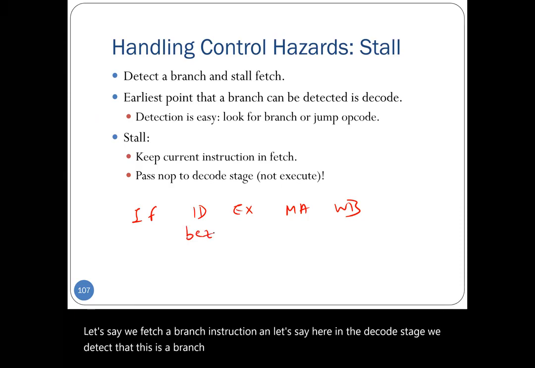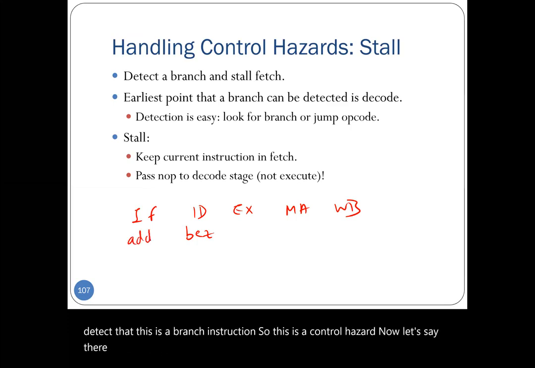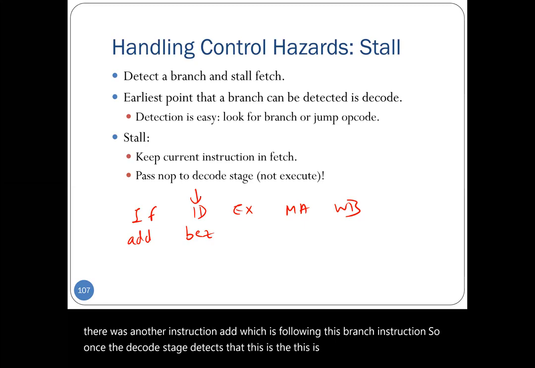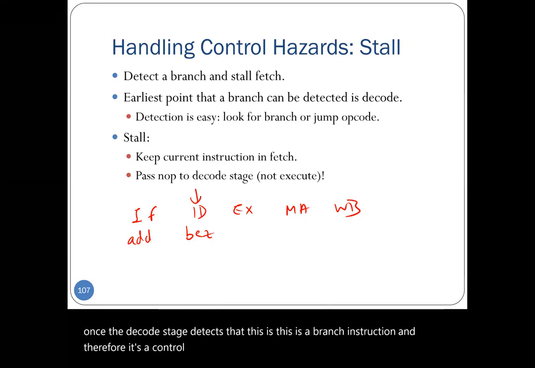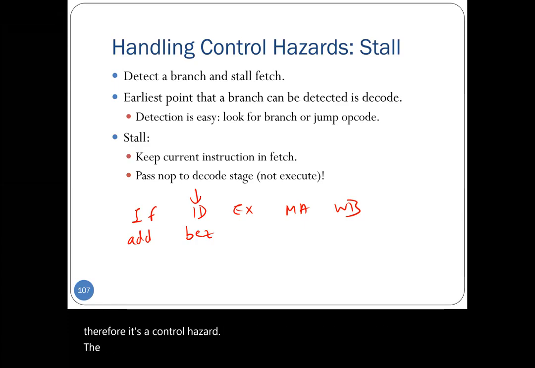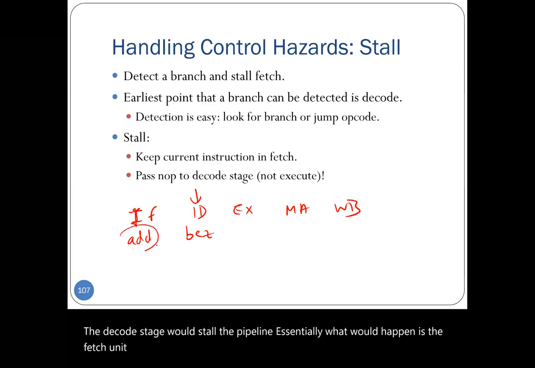Now let's say there was another instruction, add, which was following this branch instruction. Once the decode stage detects that this is a branch instruction and therefore a control hazard, the decode stage would stall the pipeline. Essentially, the fetch unit will no longer forward the sequentially next instruction to the decode stage. This will be stalled.